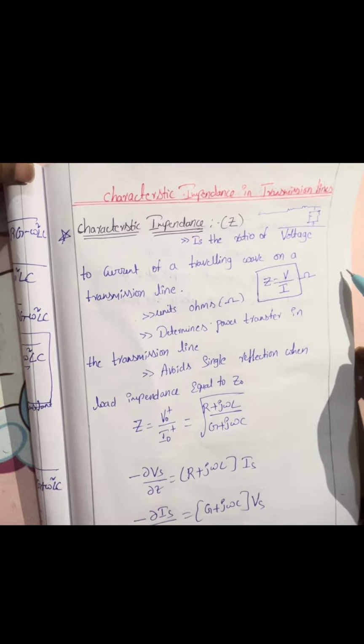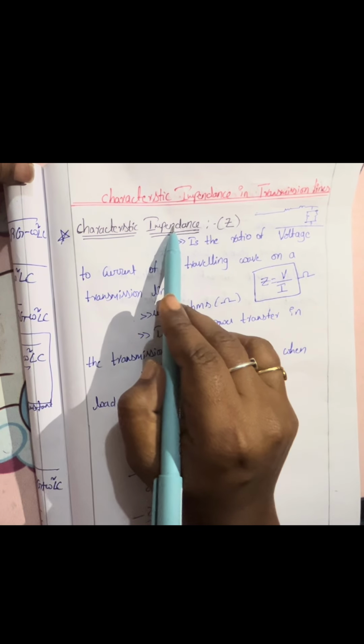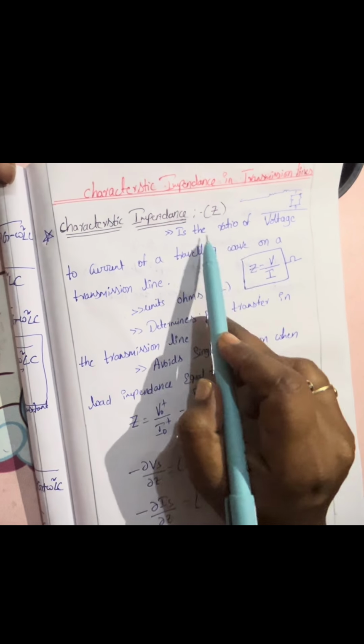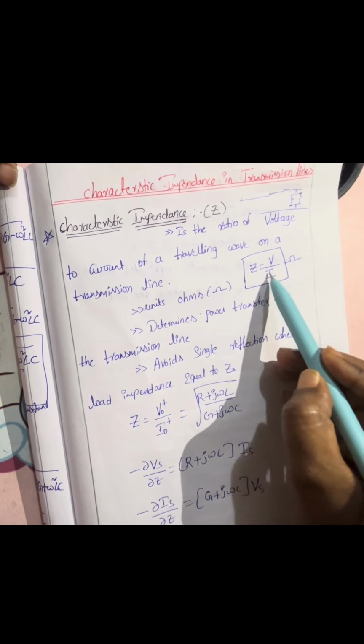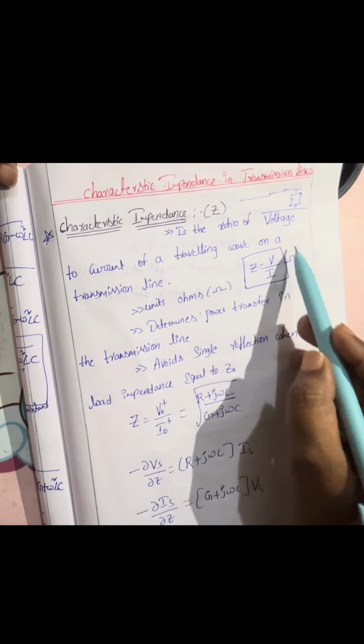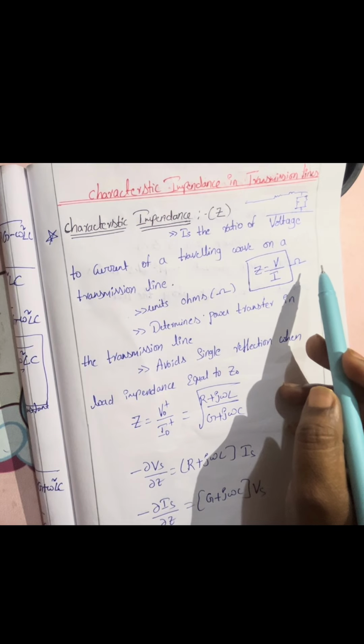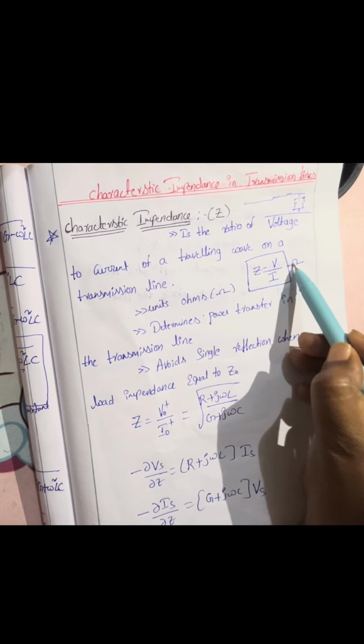First of all, I will discuss what characteristic impedance is. What is the definition of characteristic impedance? It is the ratio of voltage to current of a traveling wave on a transmission line, and that is called characteristic impedance. The unit of characteristic impedance is ohms.